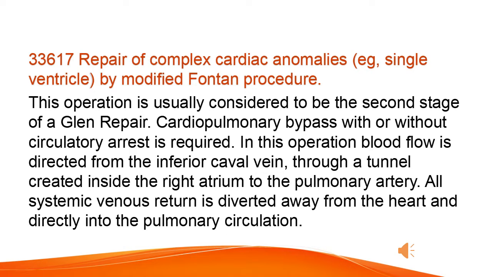Repair of complex cardiac anomalies, e.g., single ventricle, by modified Fontan procedure. This operation is usually considered to be the second stage of a Glenn repair. Cardiopulmonary bypass with or without circulatory arrest is required. In this operation blood flow is directed from the inferior caval vein, through a tunnel created inside the right atrium to the pulmonary artery. All systemic venous return is diverted away from the heart and directly into the pulmonary circulation.